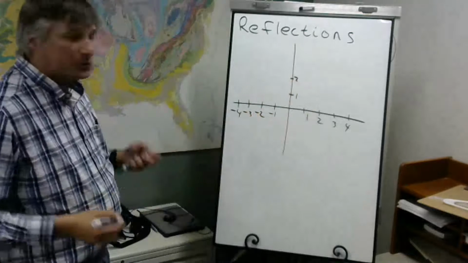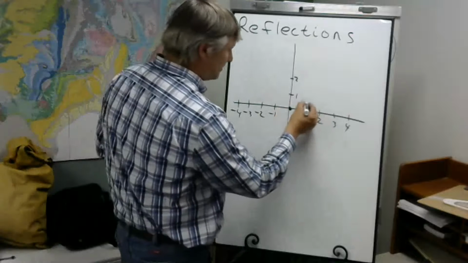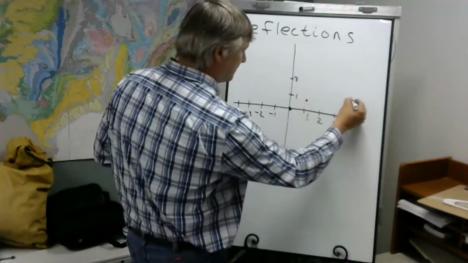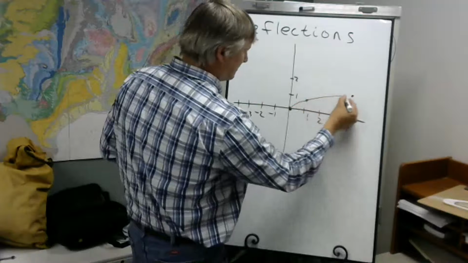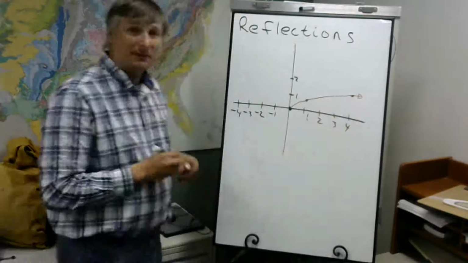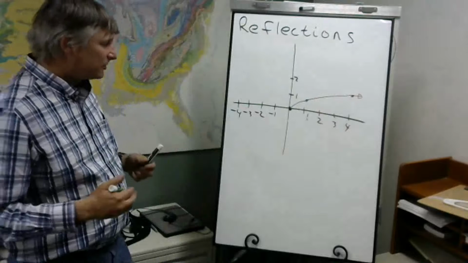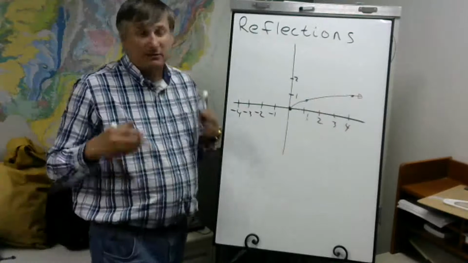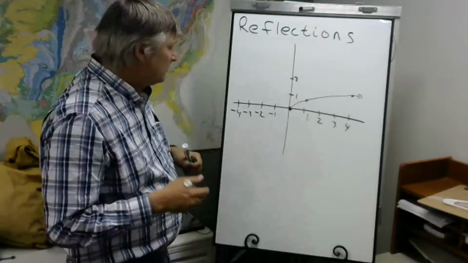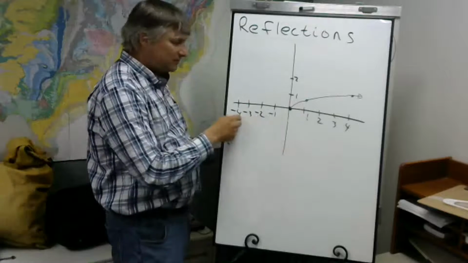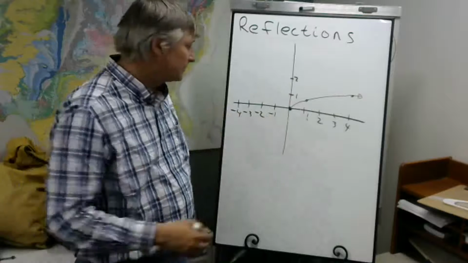The original function was square root of x, and we had the points 0, 0, 1, and 1, 4 and 2. We connect those dots, we get something like that. For the other function, f of negative x equals square root of negative x, we have to use different x values in this case because of domain. We don't want to take the square root of negative numbers.